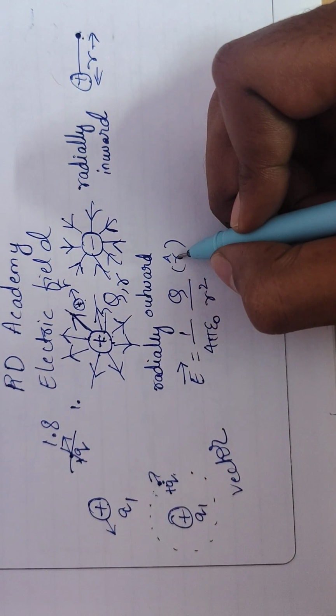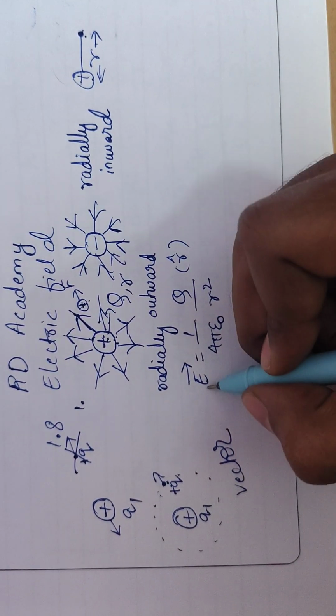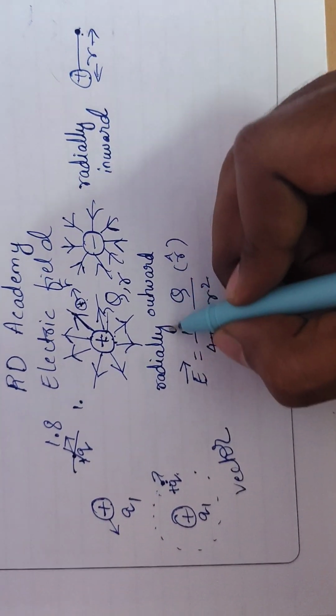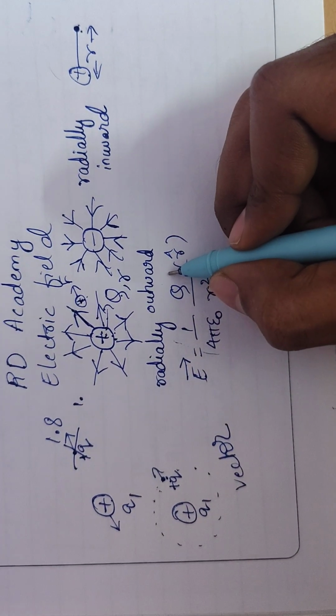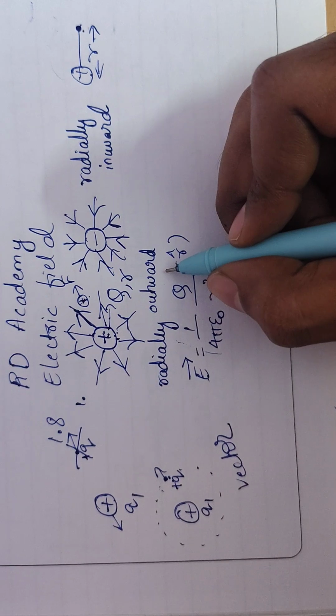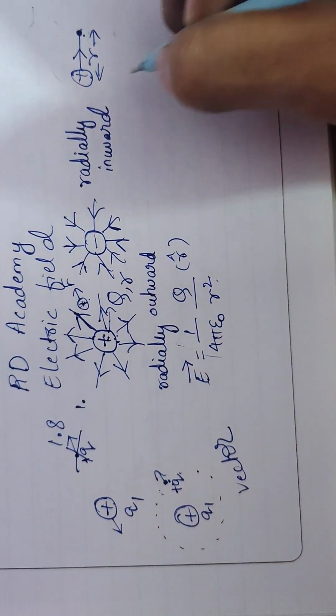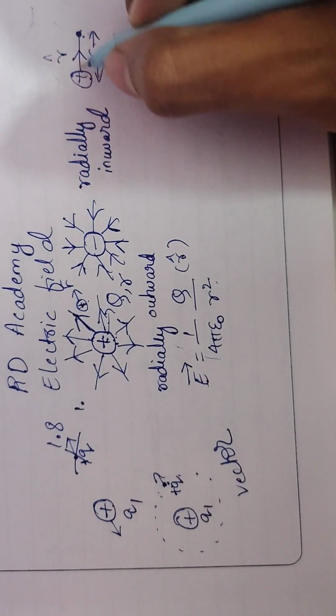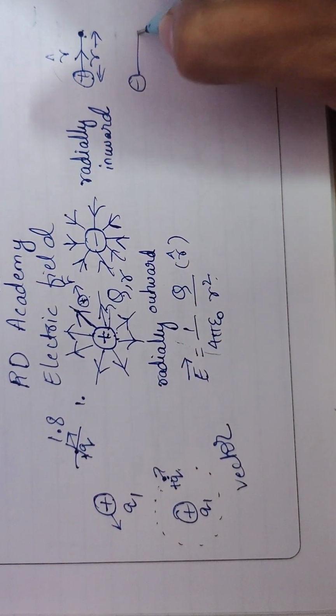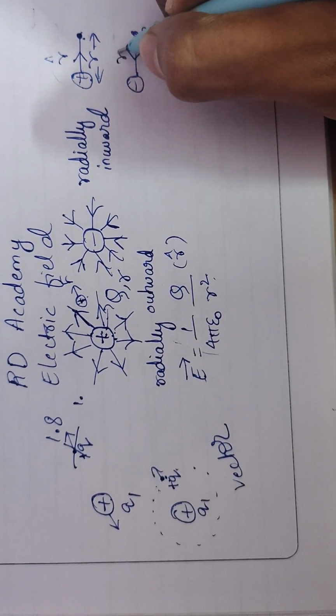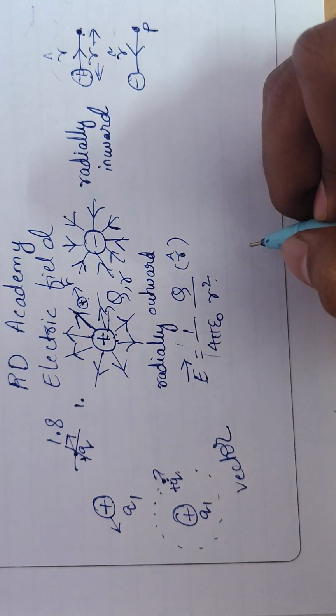Okay, now what is this R cap? As you know previously, this electric field is a vector. This whole thing here is a number, the magnitude. Now I need to indicate one direction, right? So this R cap indicates the direction. If it is a positive charge, this is the direction of R cap. If it is a negative charge, this will be the direction of R cap.